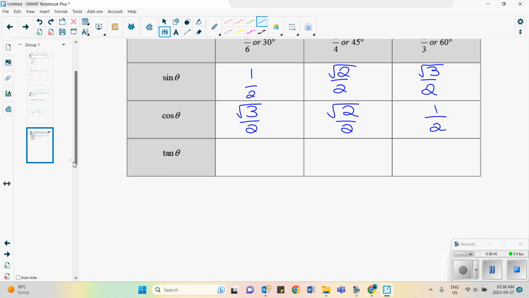Okay, so 1, 2, 3, 3, 2, 1, and then you just do the fractions on them. And that's how he taught me. Okay, tan. Tan of the smallest angle is the smallest fraction.